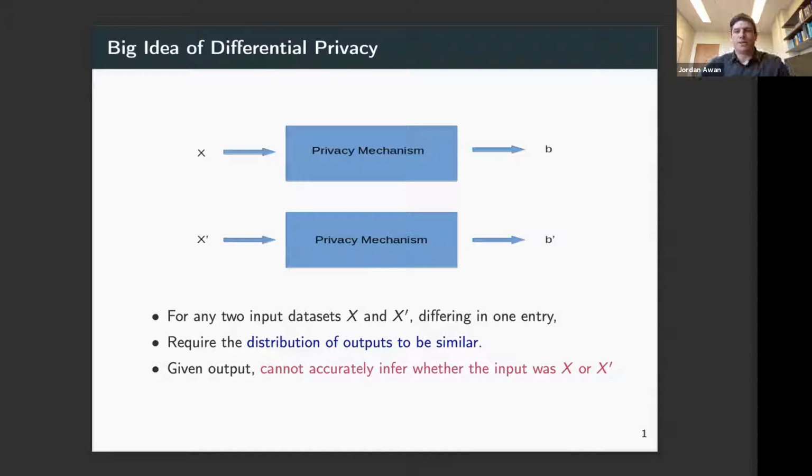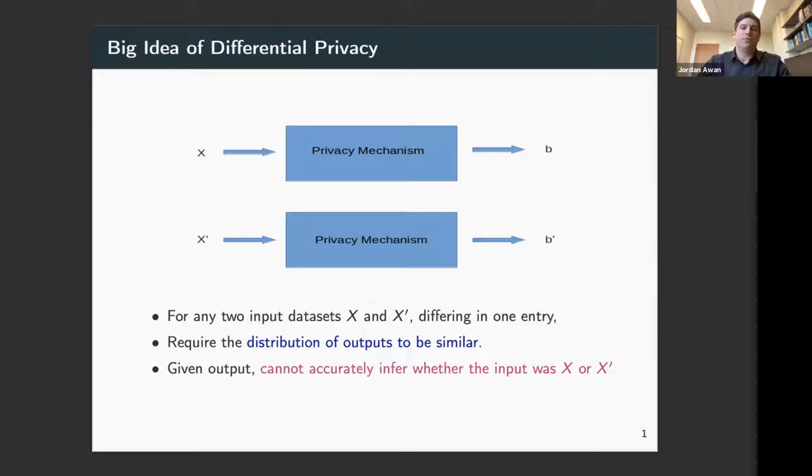So we have this thought experiment that if we pass in two databases differing in one person's contribution, X and X prime, we pass it through our algorithm. We're going to require this to be a randomized algorithm, which we call a mechanism. And out comes an output, but because of the randomness, we actually get a distribution of outputs, whether we start with X or X prime. Differential privacy is usually stated such that we require these distributions to be similar in some sense.